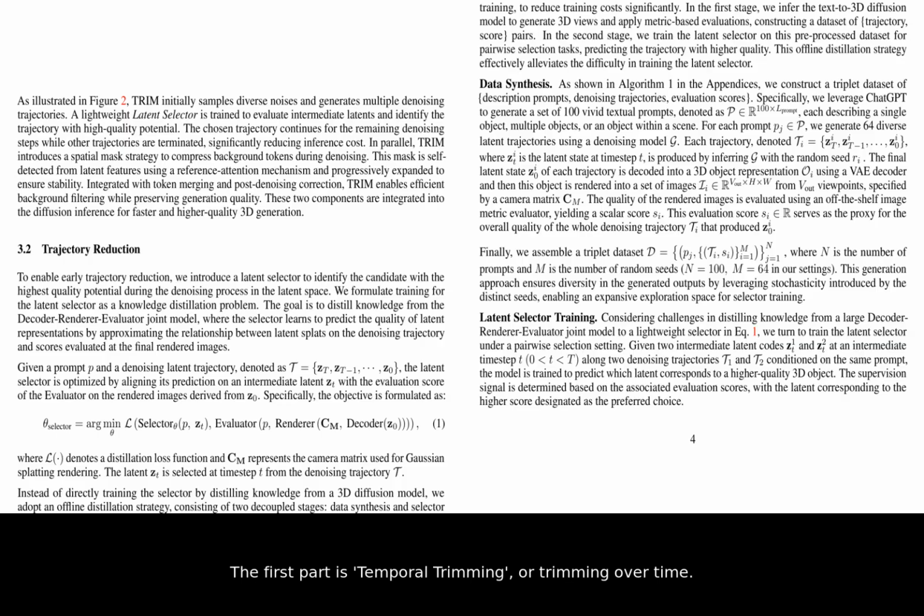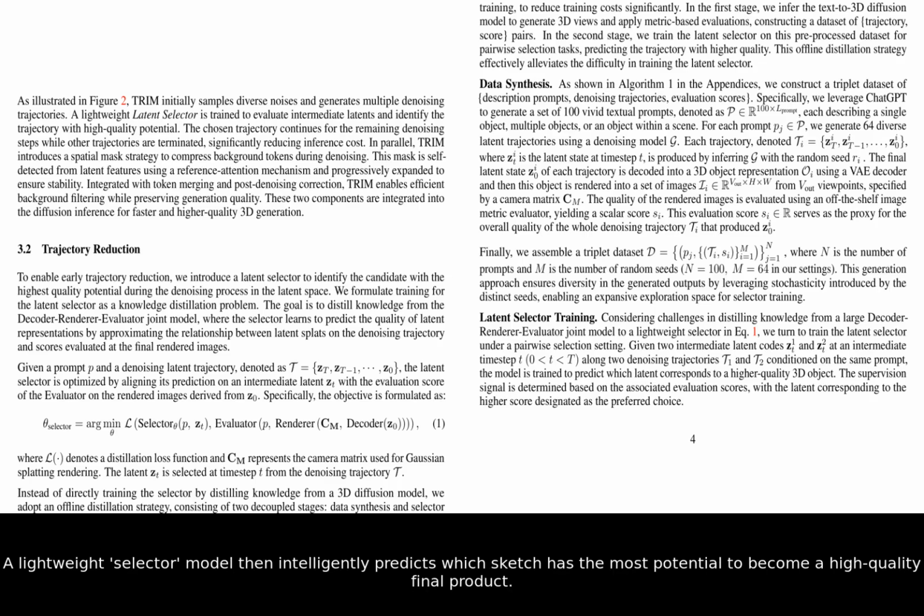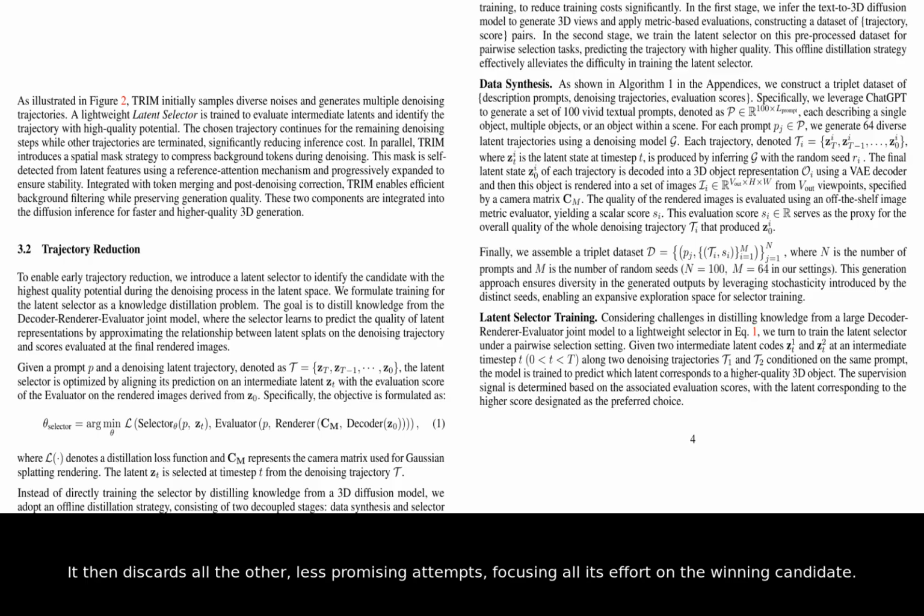The first part is temporal trimming, or trimming over time. The AI quickly sketches out several different versions of the 3D model from different starting points. A lightweight selector model then intelligently predicts which sketch has the most potential to become a high-quality final product. It then discards all the other, less promising attempts, focusing all its effort on the winning candidate.